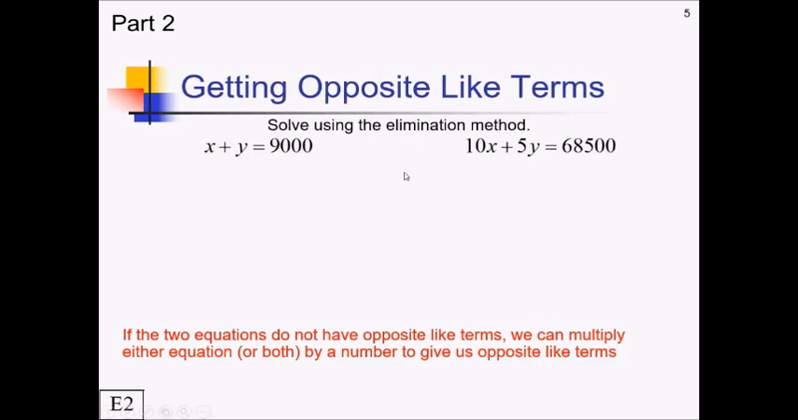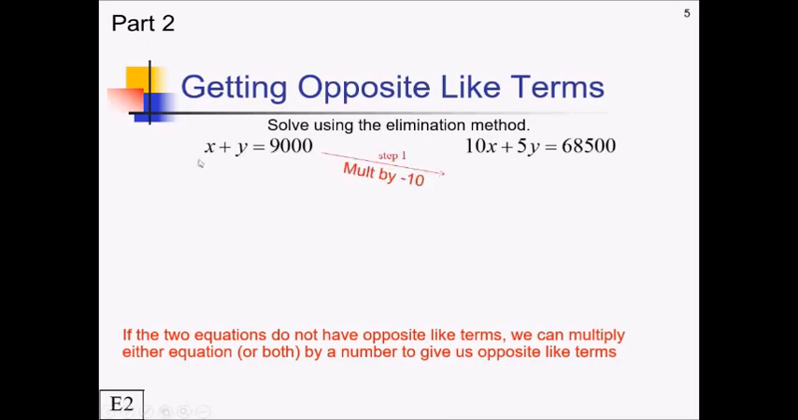So let's say that you wanted to get rid of the x's, for example, when you add the equations together. Well, to do that, you would need a negative 10x over here. At least that's one way to do it. But you can't just multiply x itself by negative 10. You have to multiply the whole equation by the number because that's just the rules of working with equations. You have to do the same thing to both sides.